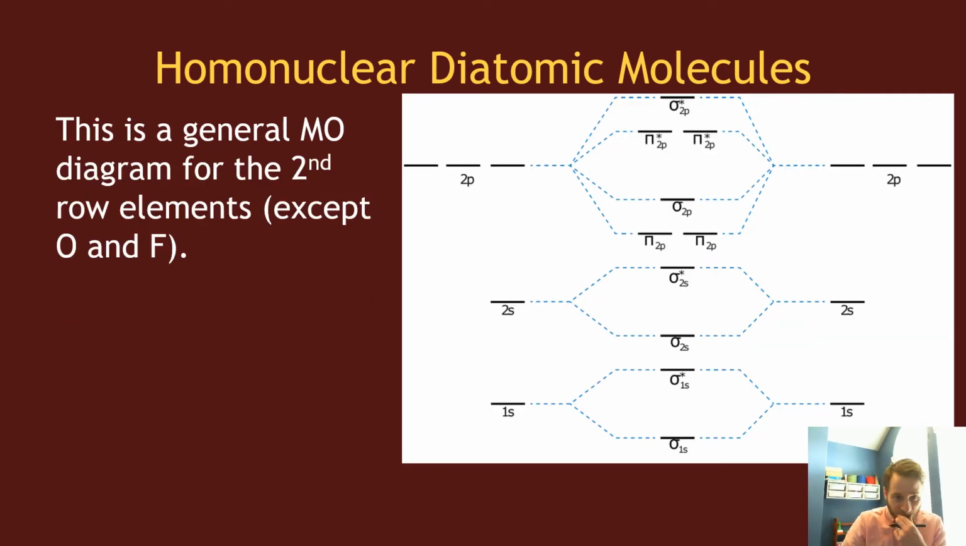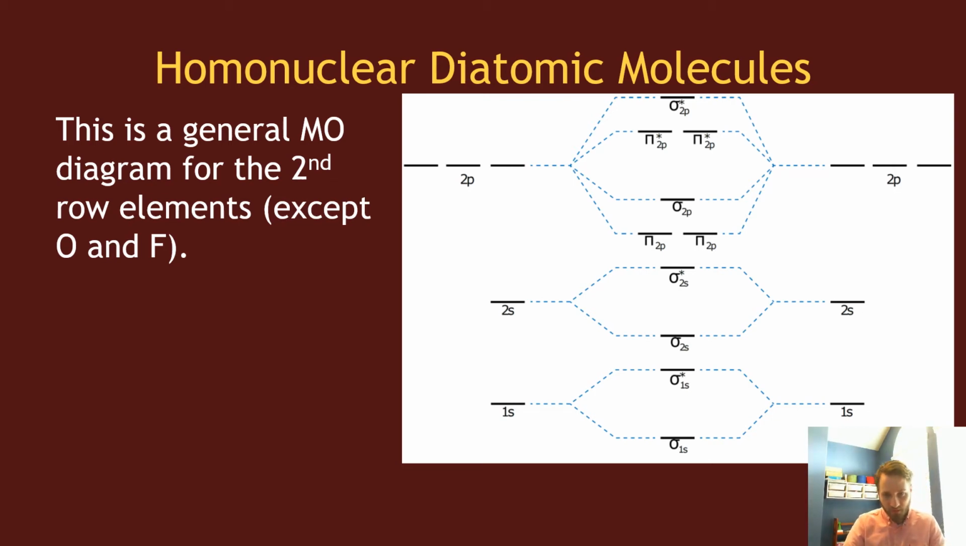Here I'm drawing out the MO diagram for your second row elements, except oxygen and fluorine, and we'll get to oxygen and fluorine in a minute. So here we have the MO diagrams for the second row elements besides oxygen and fluorine. You have your sigma 1s orbitals, your 2s sigma orbitals, your pi orbitals, and your sigma orbitals, and pi antibonding and sigma antibonding orbitals. So this is a very common molecular orbital diagram for a diatomic species.